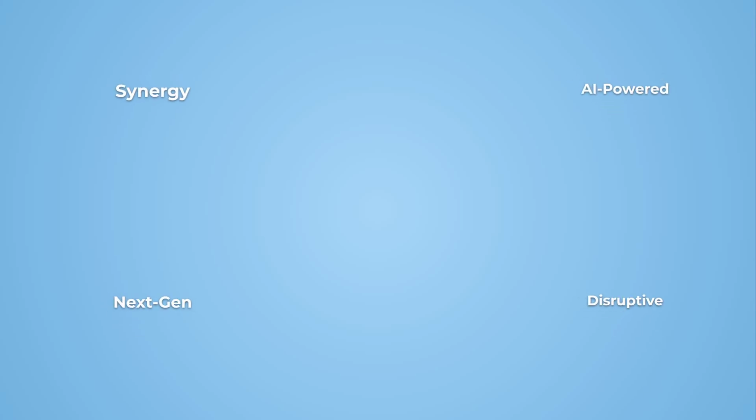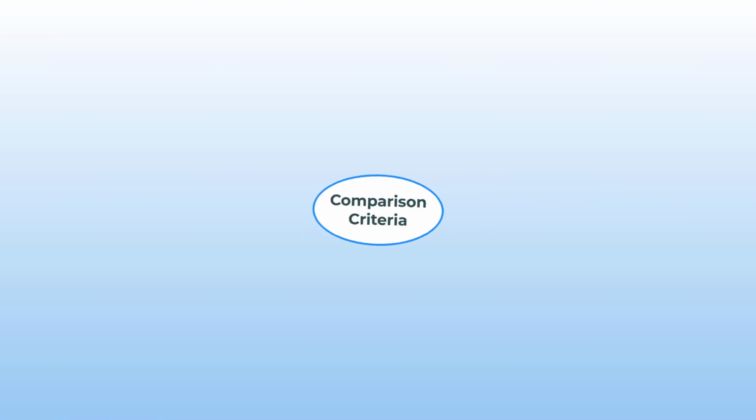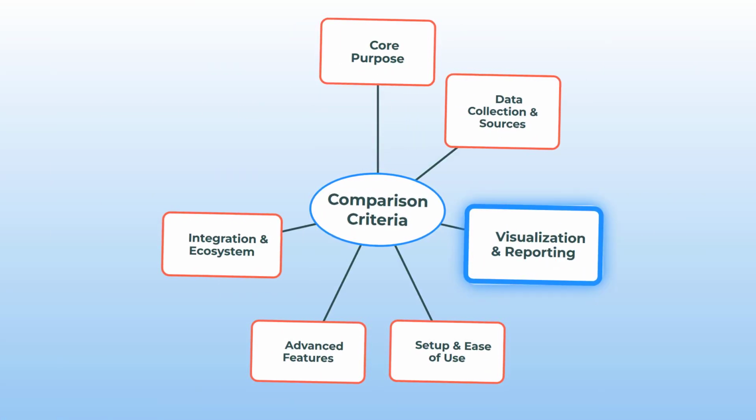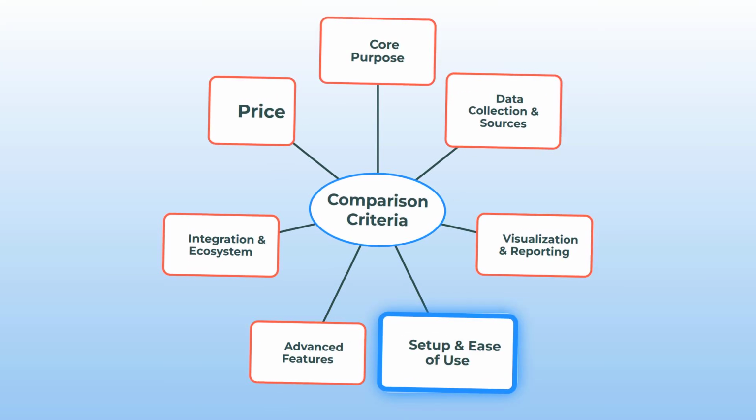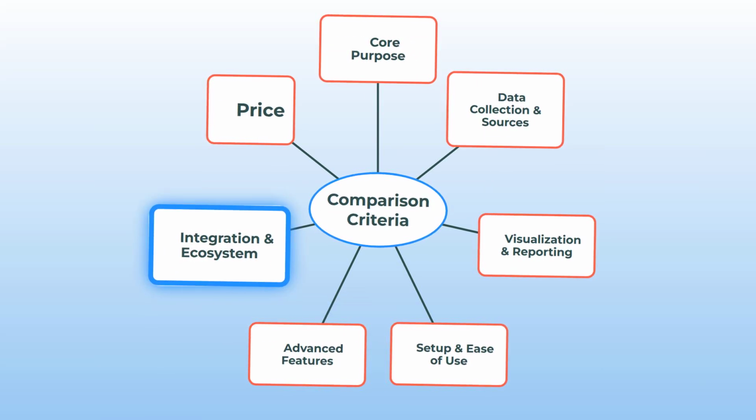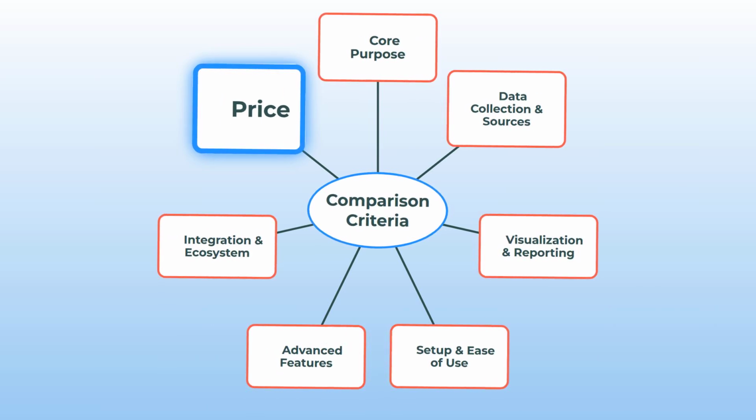Let's skip the buzzwords and get to the real stuff. Each category earns points, and at the end, you'll see exactly who comes out on top. The result might not be what you expect. All right, here's what we're going to compare. Core purpose, data collection and sources, visualization and reporting, setup and ease of use, advanced features, integration and ecosystem, and of course, everyone's favorite, price. Stick around, we're hitting all the big points.